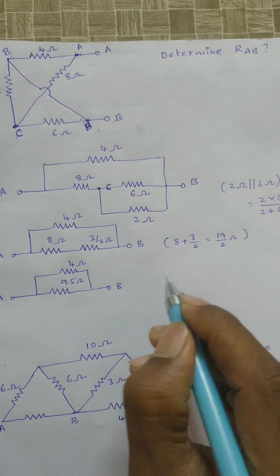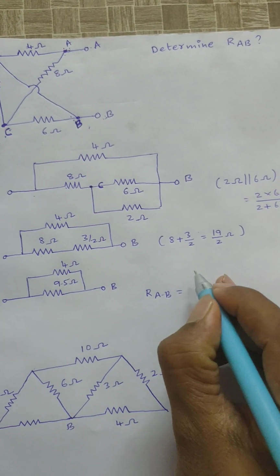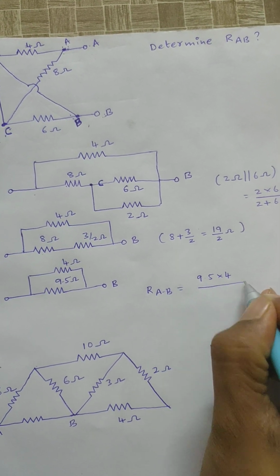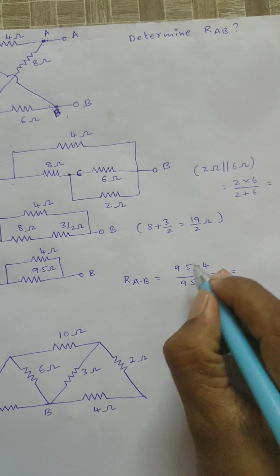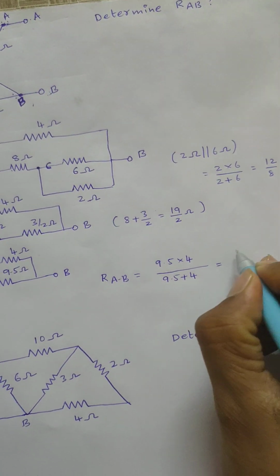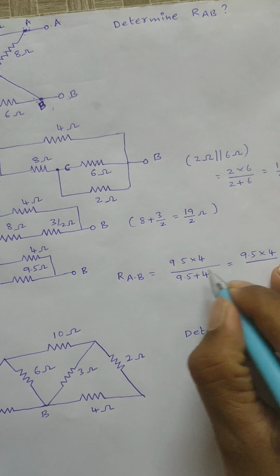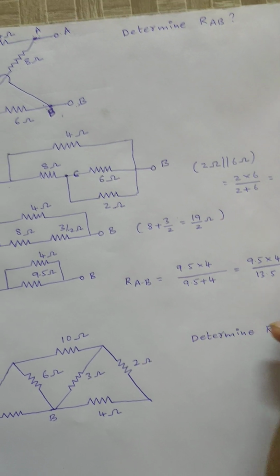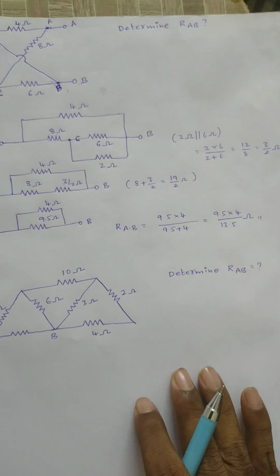Okay. Then the equivalent resistance between A and B terminals will be, when two resistors are connected in parallel, 9.5 into 4 by 9.5 plus 4. Okay. You will get the resistance between A and B terminals, that is 9.5 into 4 divided by 13.5. Okay, in this way you will get the equivalent resistance value.